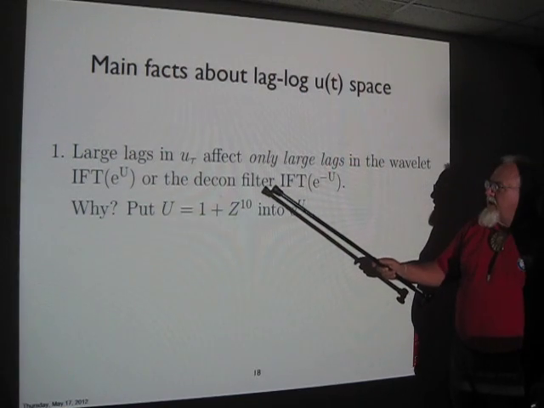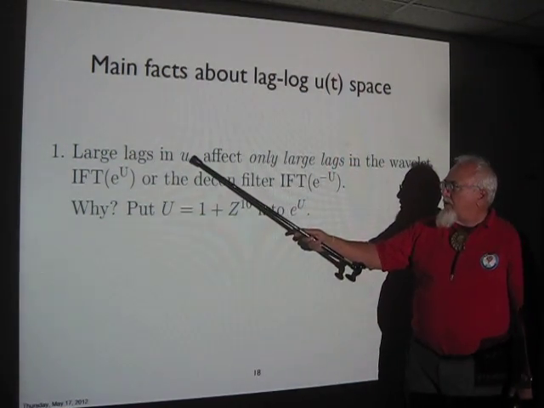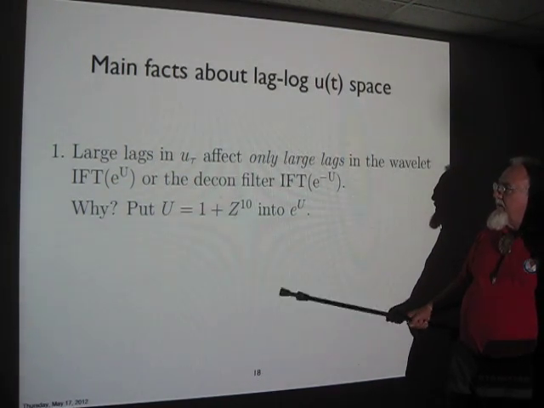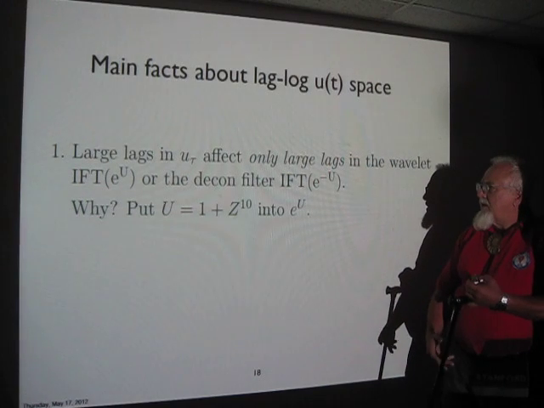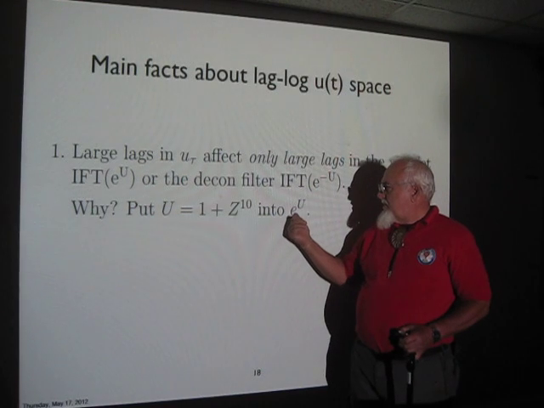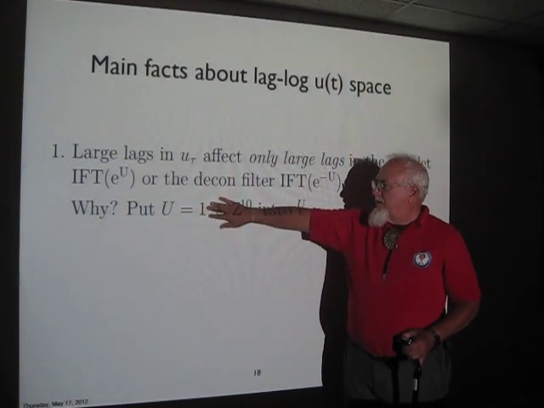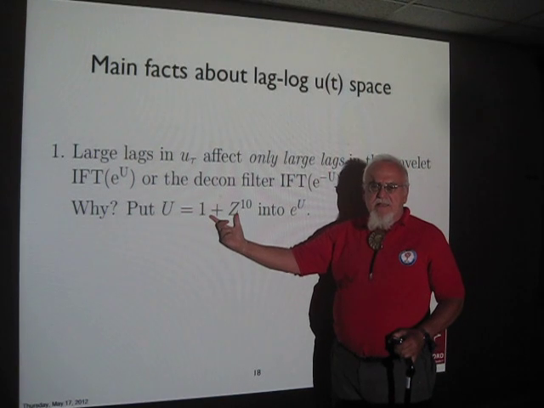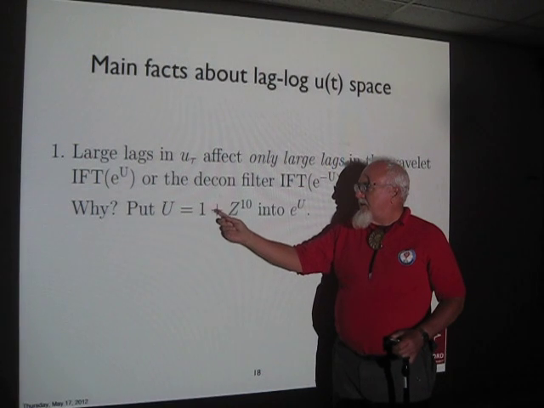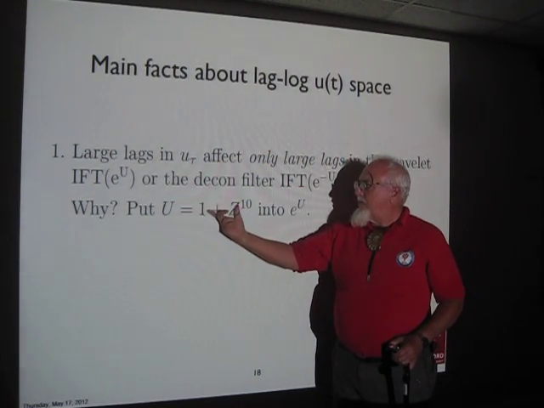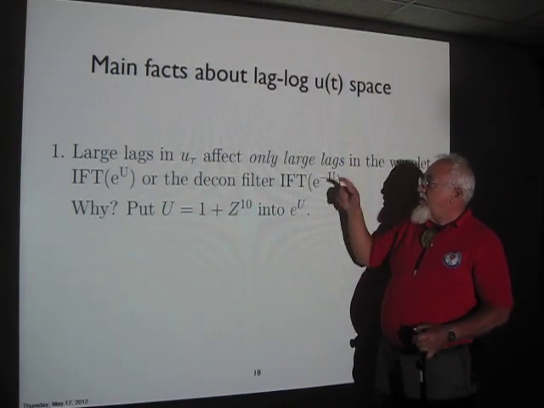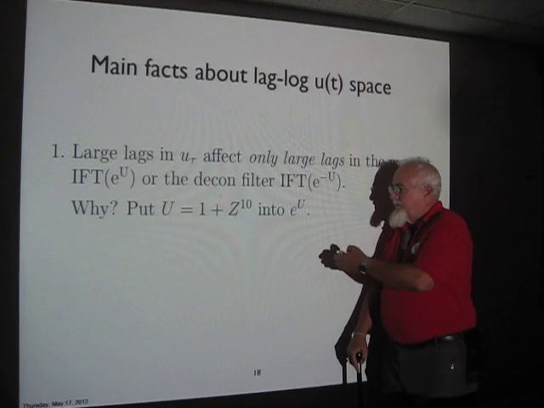One of the facts is that if you have a large lag in u, that will affect only large lags in the physical space, in the wavelets, in the decon filter. Now, how do we know that's true? Well, just take, for example, this polynomial, 1 plus z to the 10th. If we're going to put that into e to the u, we're going to have to square it, cube it. If you square it, you get z to the 20th power, cube it, you get z to the 30th power. You can never make z to the 5th power by raising this to a high power, so that proves it. Large lags in u are definitely going to affect large and larger lags in the exponential.